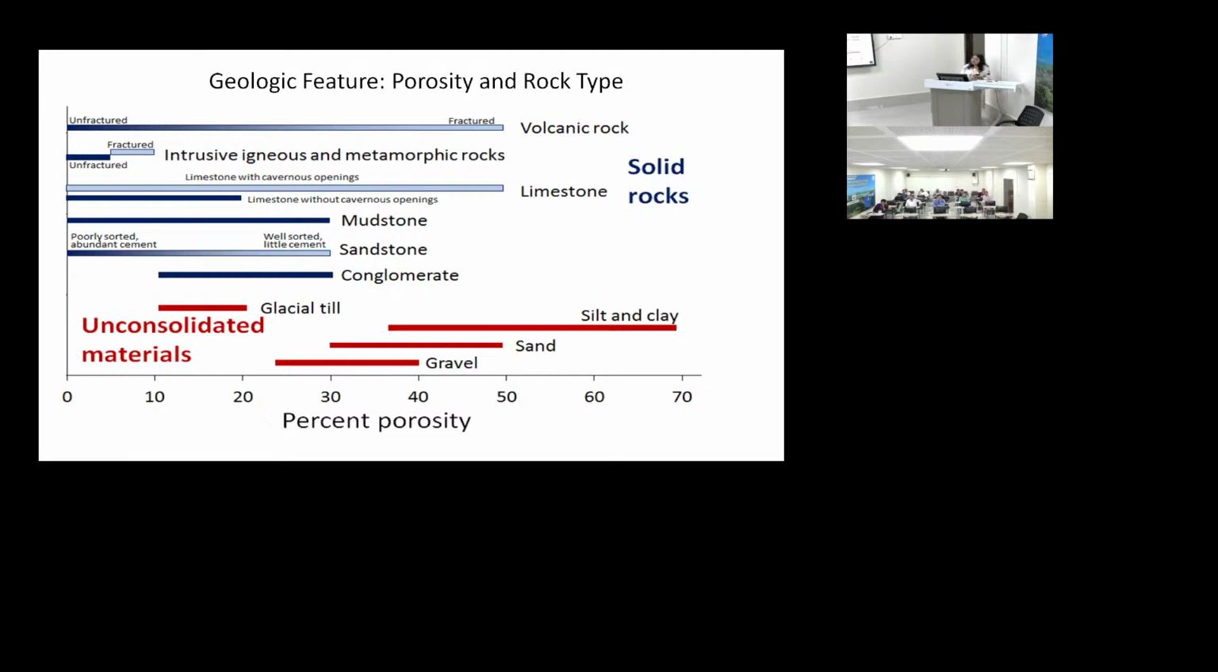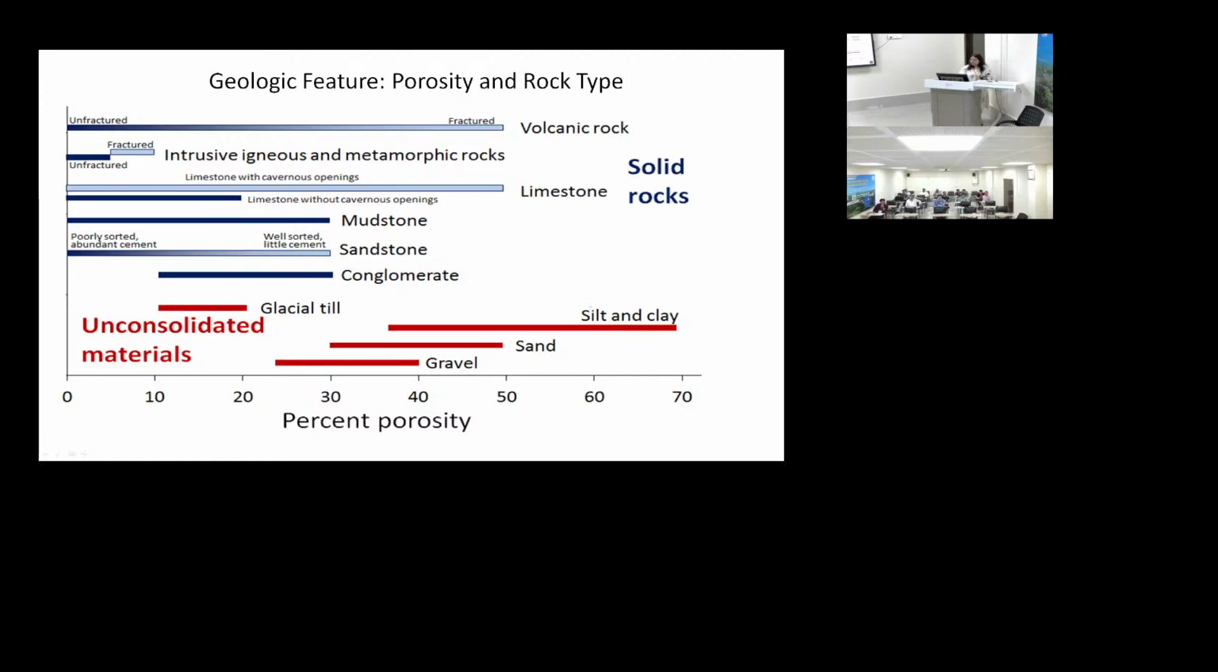So this is the relationship between the porosity and different rock types. Since volcanic rocks are either vesiculated or fractured, their porosity will be as high as 50%. On the other hand, in intrusive igneous as well as metamorphic rocks, even if they are fractured, their porosity will be very less. It will be less than 10.